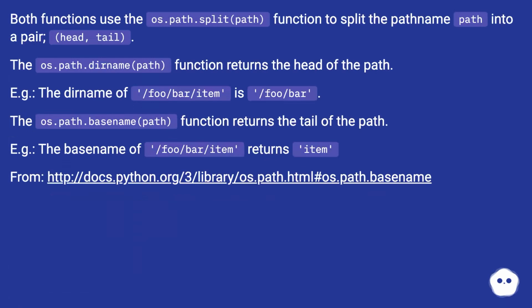Both functions use the os.path.split(path) function to split the pathname path into a pair, (head, tail). The os.path.dirname(path) function returns the head of the path. E.g., the dirname of /foo/bar/item is /foo/bar. The os.path.basename(path) function returns the tail of the path. E.g., the basename of /foo/bar/item returns item. From this URL.